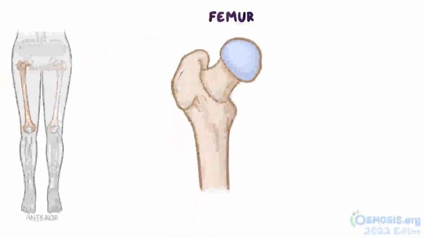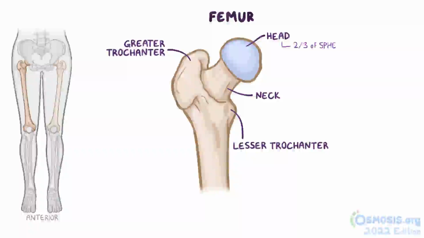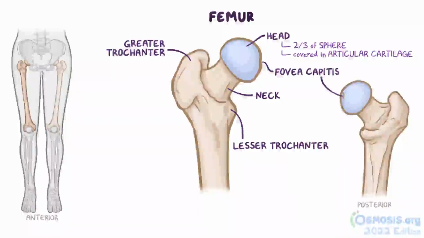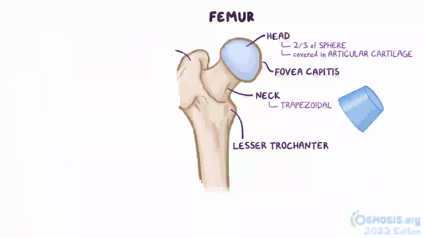Okay, so the proximal femur has a head, neck, and the greater and lesser trochanters. The round head of the femur makes up about 2/3 of a sphere, and is covered in articular cartilage, except for a medially placed depression, which creates a pit called the fovea capitis, which is where the ligament of the head of the femur attaches. The neck of the bone is trapezoidal, with its narrow end supporting the head and its broader base continuous with the shaft of the femur.